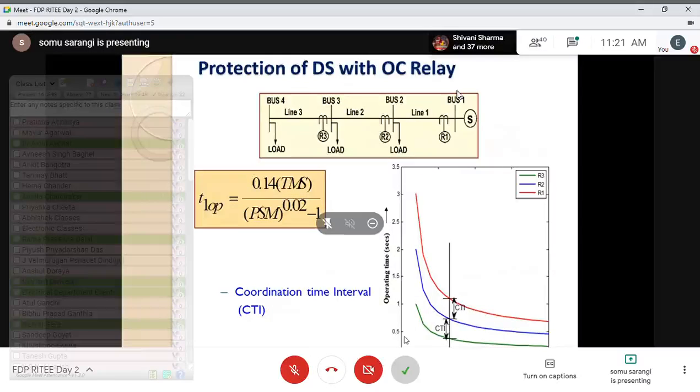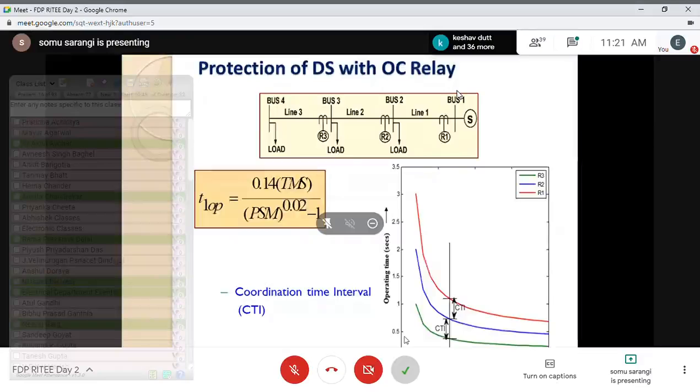So basically, the time of operation formula is nothing but this: 0.14 times TSM divided by (ASM to the power 0.02 minus 1). If you are considering relays R1, R2, and R3, then the characteristic will be like this.